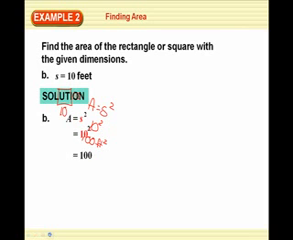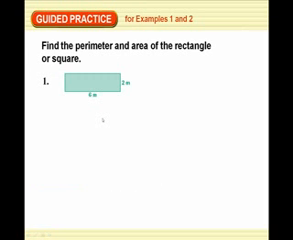100 feet squared. So the guided practice: find the perimeter and the area of the rectangle or the square. Let's do perimeter first, and you can tell which is which by the label. Okay, 2L, 2 times 6, 2 lengths, plus 2 widths. So that's 12 plus 4, which is 16 meters. And there's no squared on it because it's perimeter.